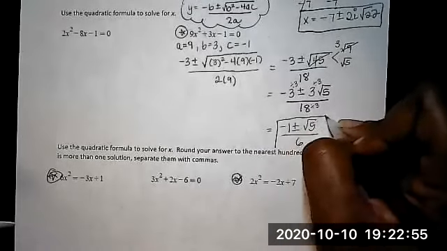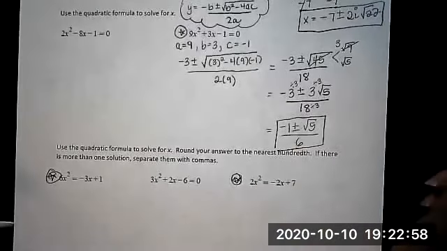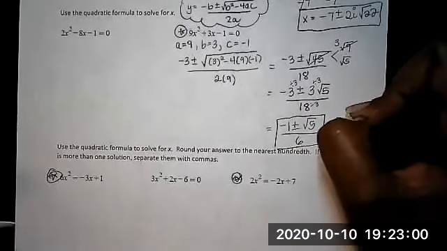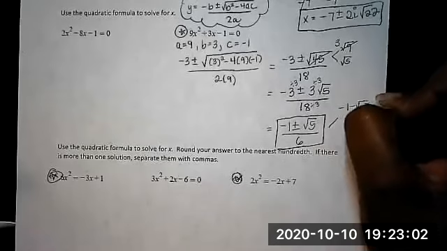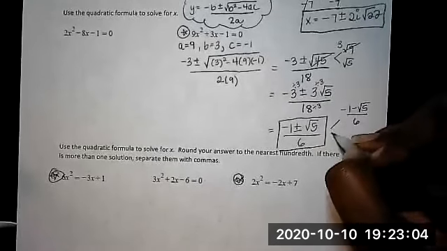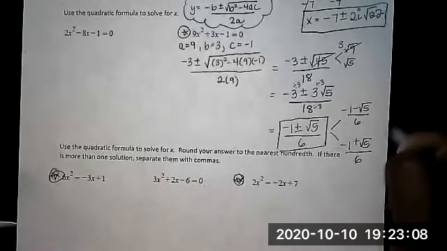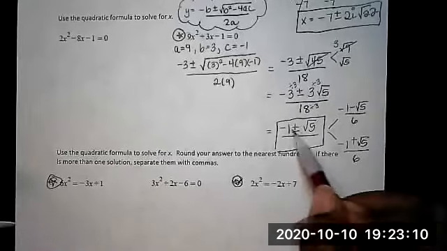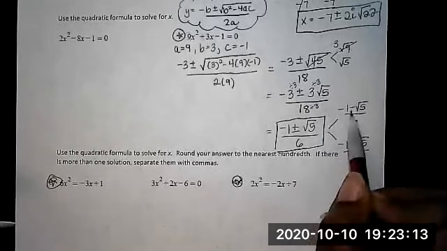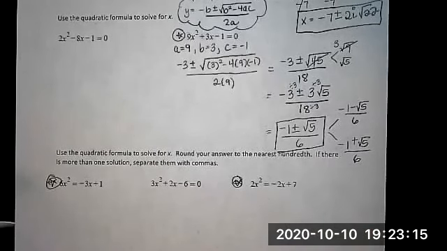This is your answer. How many answers do we have here? 2. 2 different answers are here. There is a negative 1 minus the square root of 5 over 6, and there is a negative 1 plus the square root of 5 over 6. Both of these are your answers. Okay, if it looks like this, please understand these are still 2 different answers.